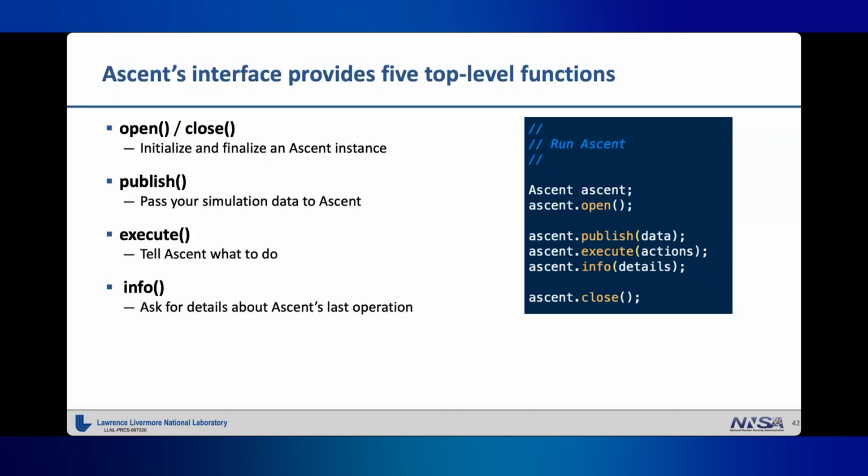So with this set of things, open and close are pretty basic, initialize and finalize. But with publish, execute, and info, you can hand your data to Ascent, ask it to do anything, and then ask it for information about anything it just did. And with those three methods, you can implement a lot of different workflows.